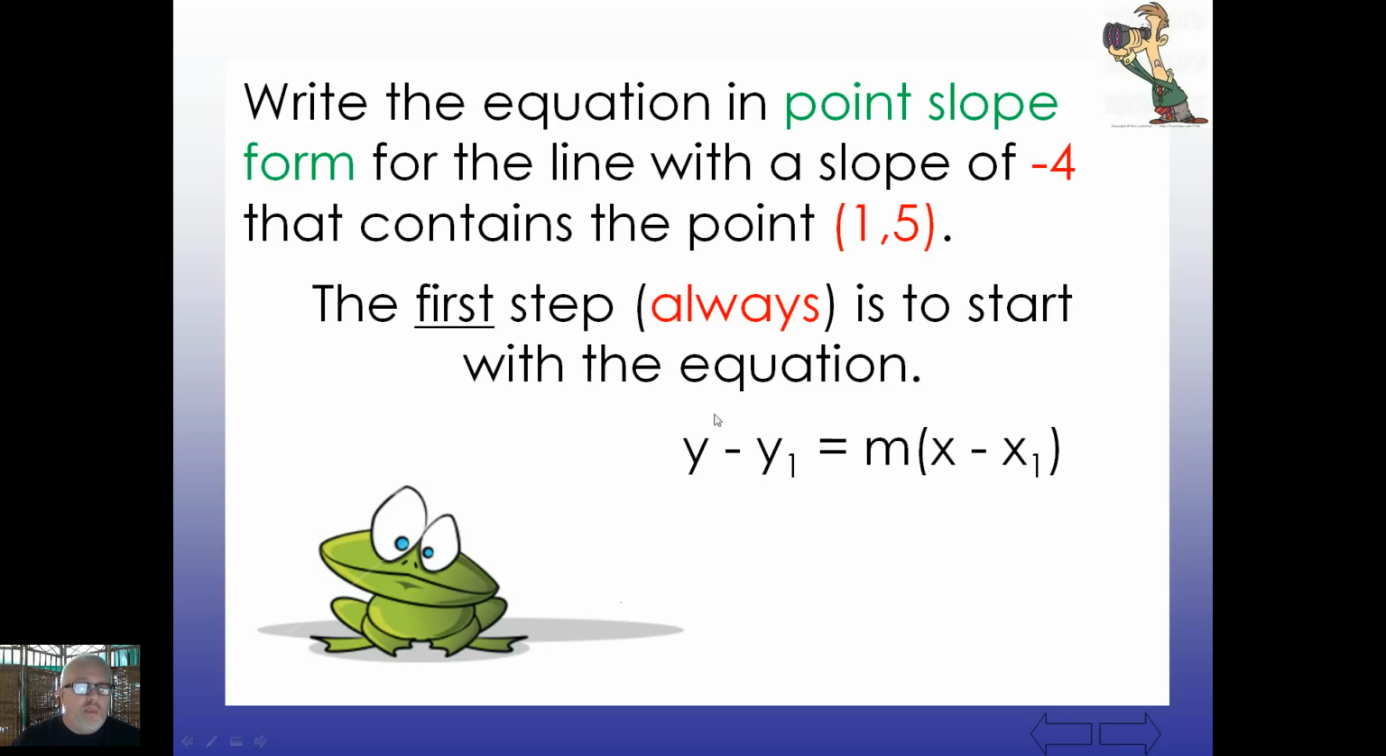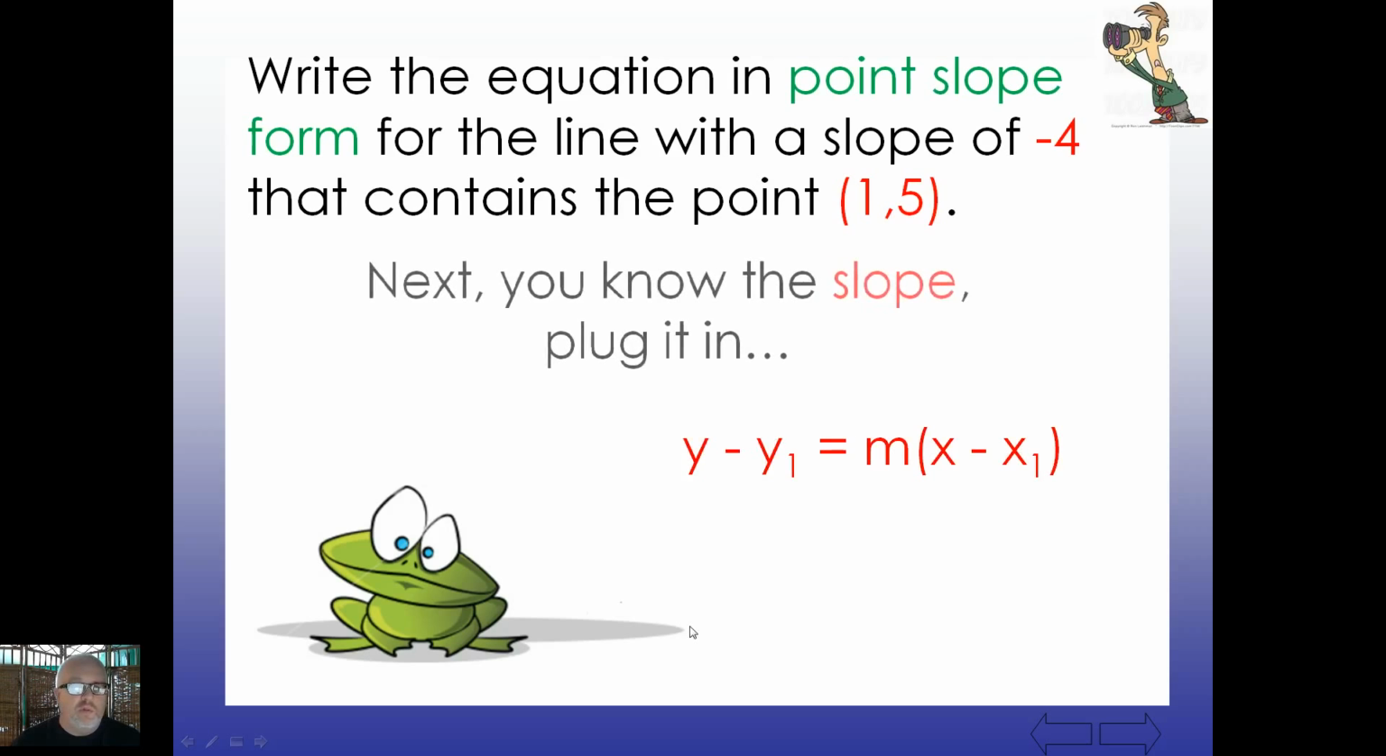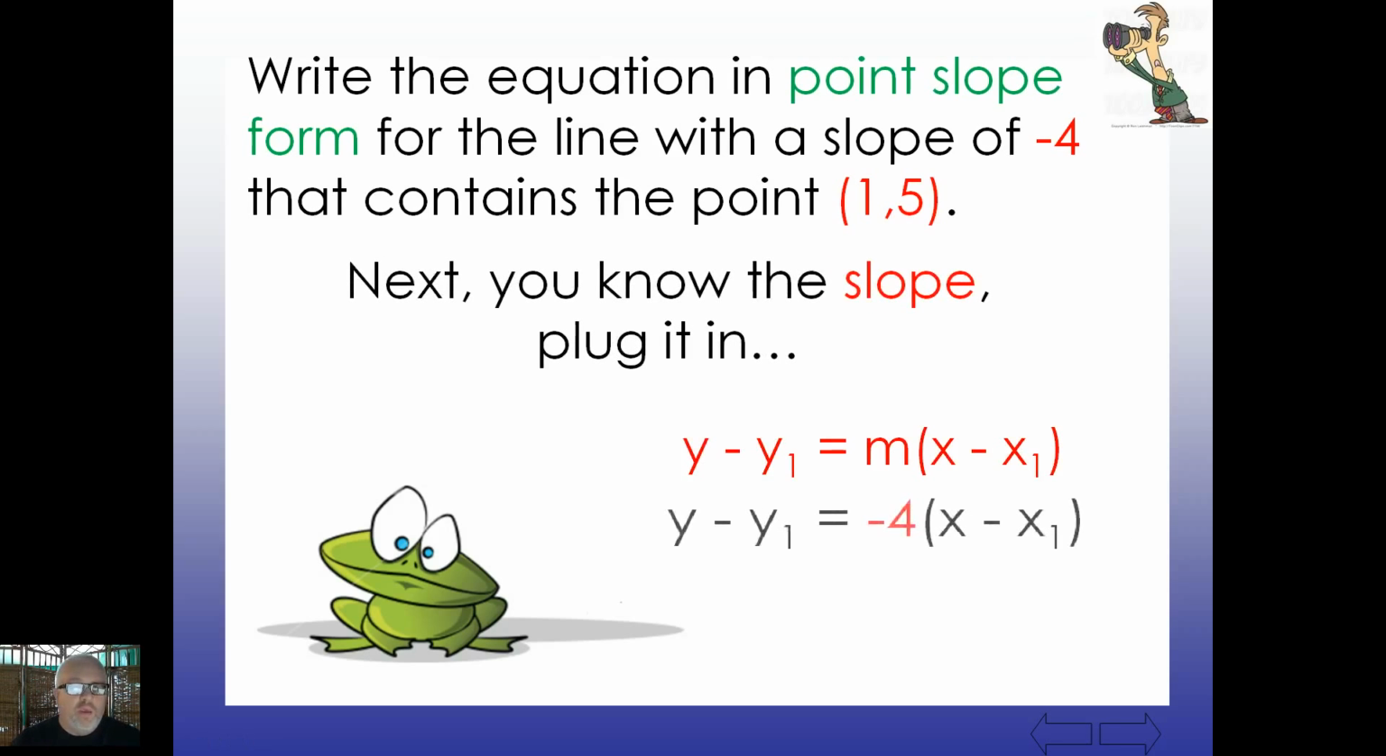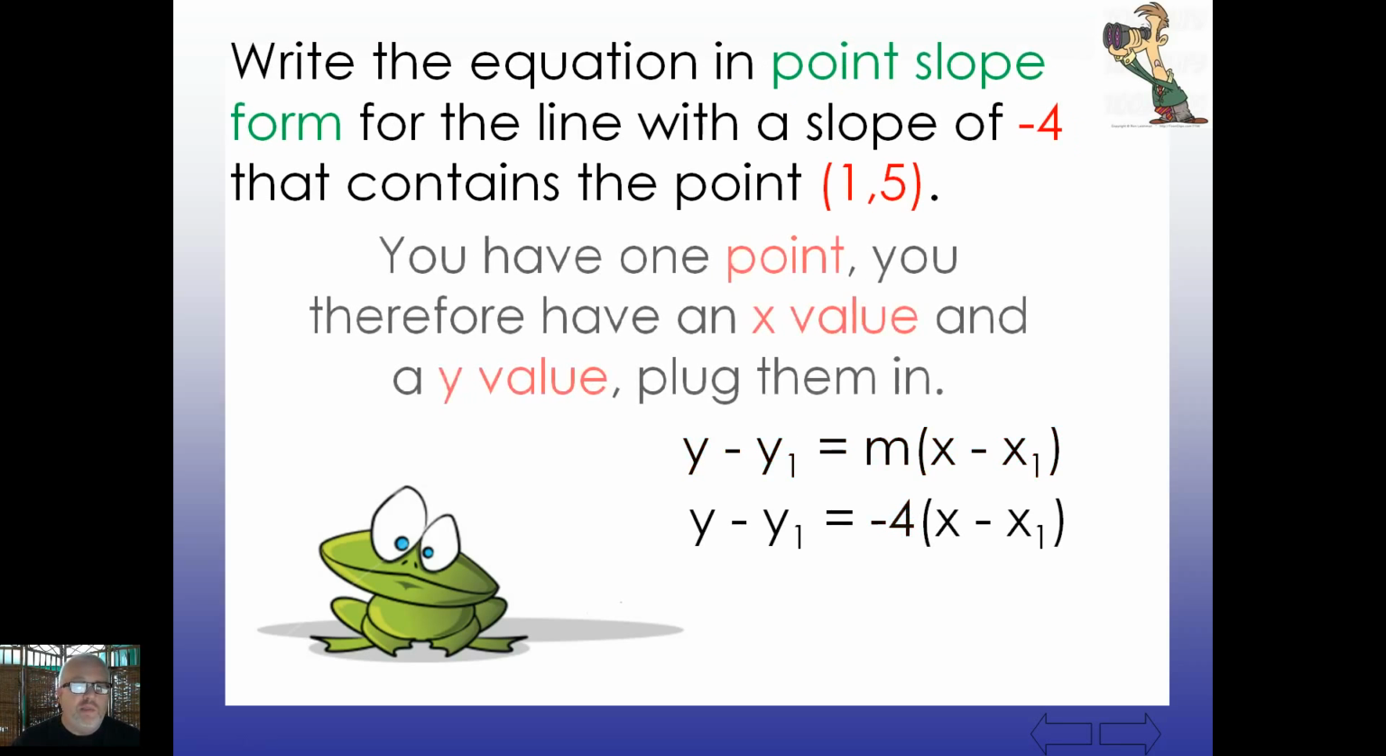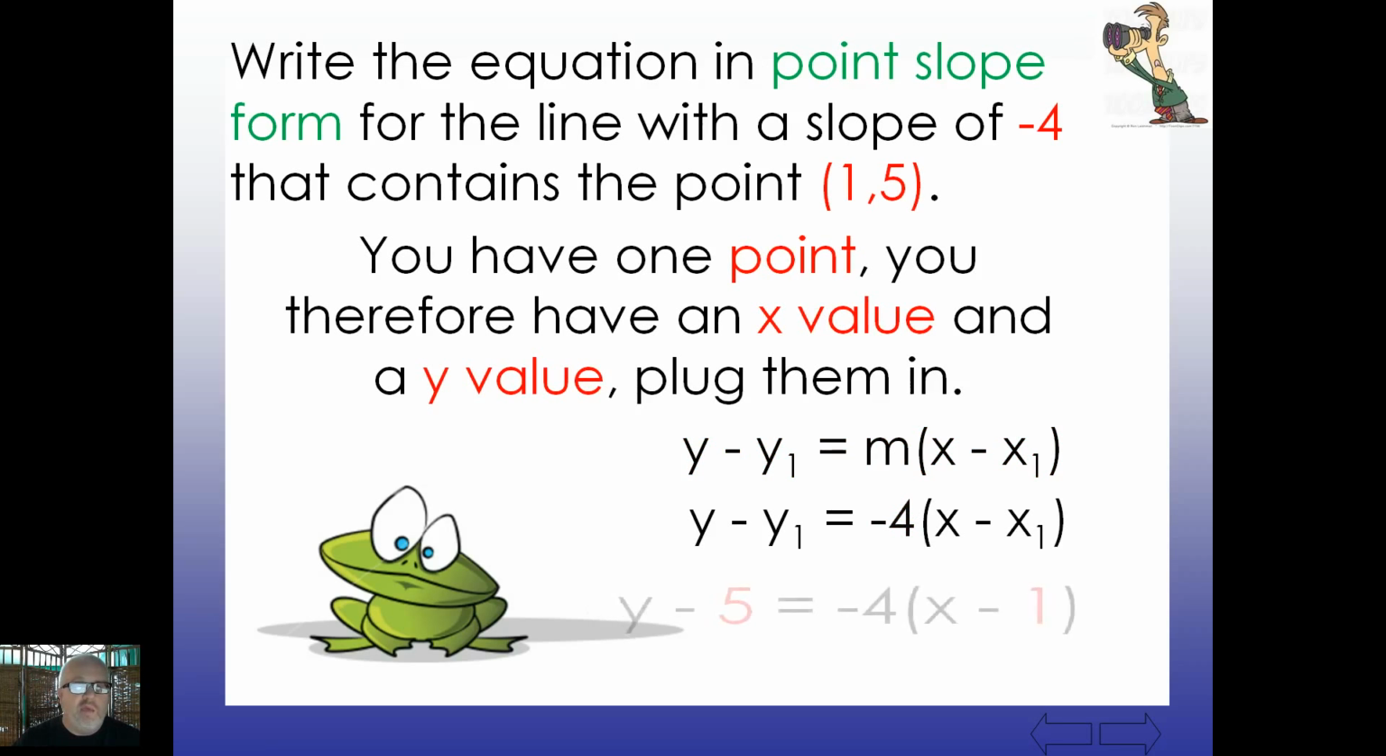So notice, this is y minus y sub 1 equals m times x minus x sub 1. What's going to change here, of course, depends on what's given to us. They give us a slope of -4, so that's going to go in for our m, and they give us a point of 1, 5. Well, here's your x, here's your y. Here is x sub 1, because it's designated to the point, and here is y sub 1. So let's see how this looks now. Plug in the slope, and you have your -4 there as your coefficient, and then plug in the point given to you, in this case 1 and 5.